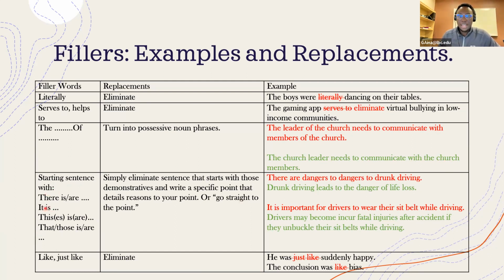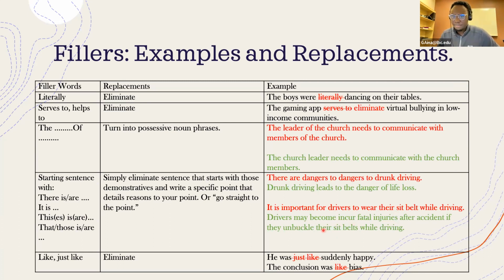And then there are times you might start a sentence with there is / there are, it is, this is, these are, that is, or those are, right? Try to avoid starting your sentence with what we call expletives. Let's look at an example: it is important for drivers to wear their seat belts while driving. So avoid starting your sentences with phrases like it is. Instead, just go straight to the point and tell us the reason it is important.